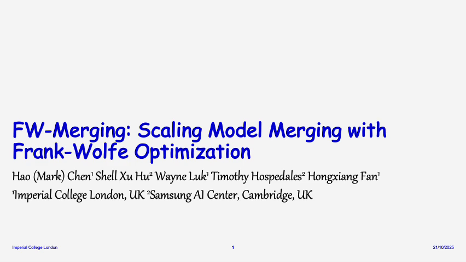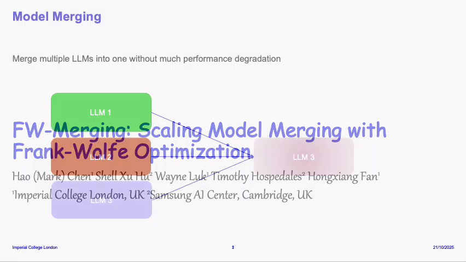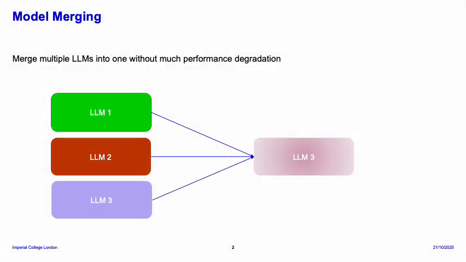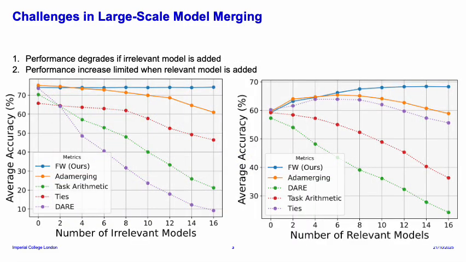I'm going to talk about our paper Frank-Wolfe Merging: Scaling Model Merging with Frank-Wolfe Optimization. Model merging is a powerful technique that merges multiple LLMs into one without much performance degradation. However, there are some challenges for existing model merging methods for large-scale settings.